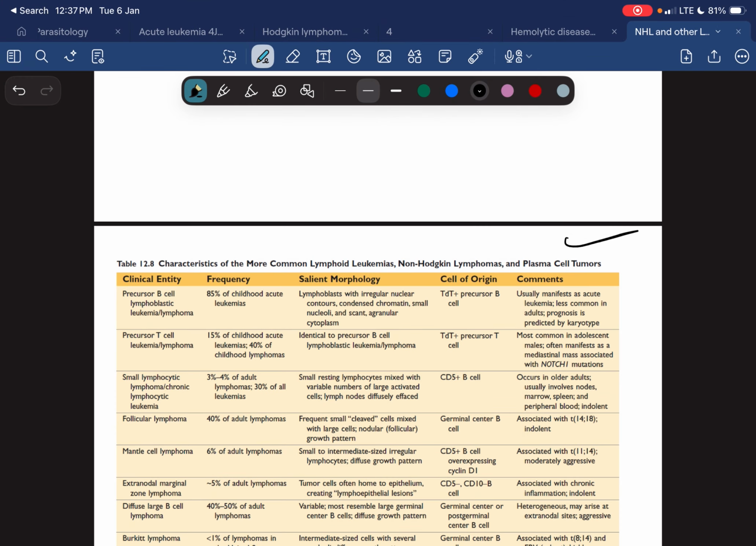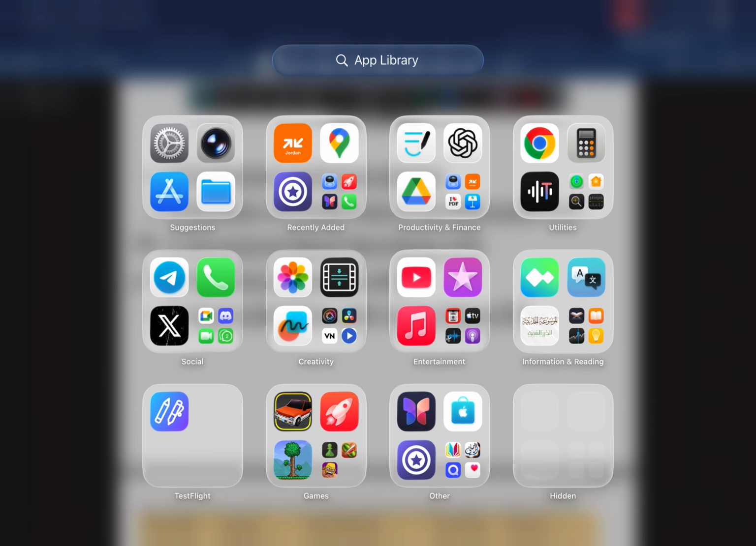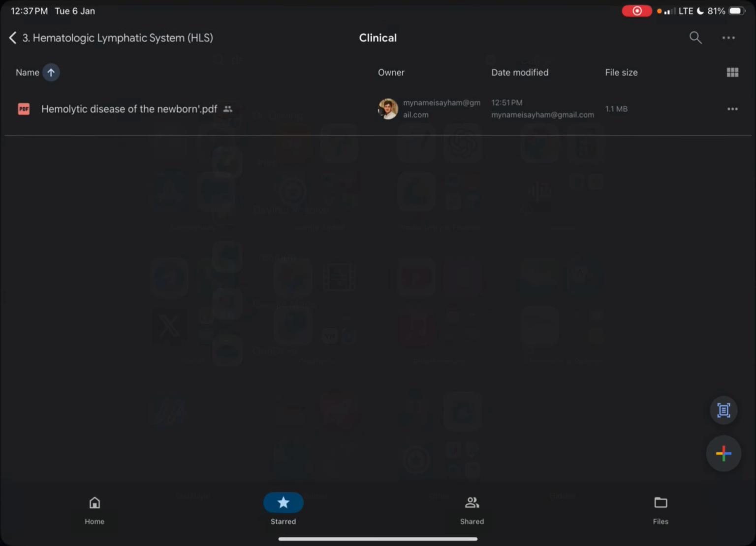A 4-year-old patient presenting to the pediatrician with 3 weeks of streptococcal throat infection. The child is lethargic.